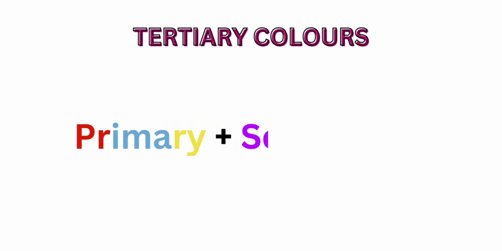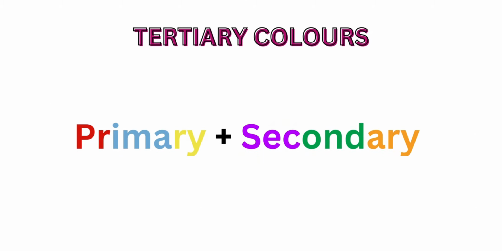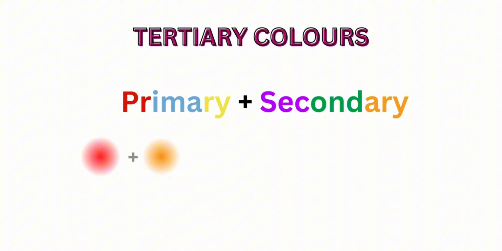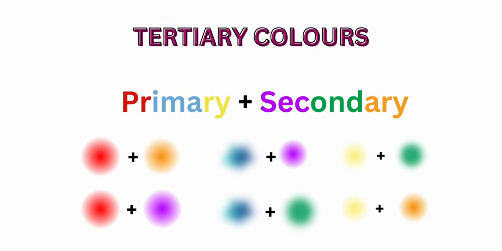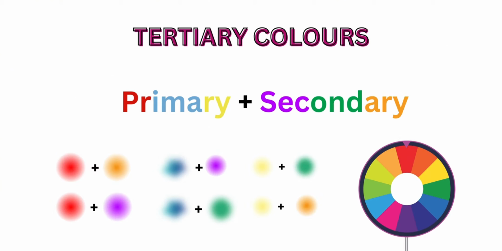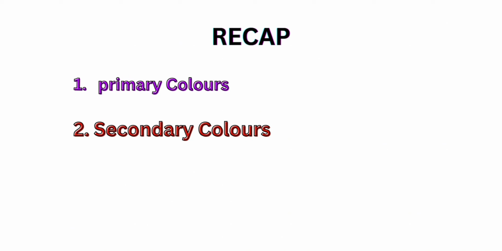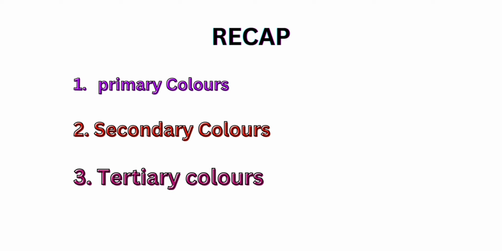Tertiary colors are formed by mixing a primary color with a secondary color. These include red-orange, red-purple, blue-purple, blue-green, yellow-green, and yellow-orange. Now we have our basic color wheel. To recap, begin with primary colors. Mix these to create secondary colors, then mix a primary and a secondary color to create tertiary colors.